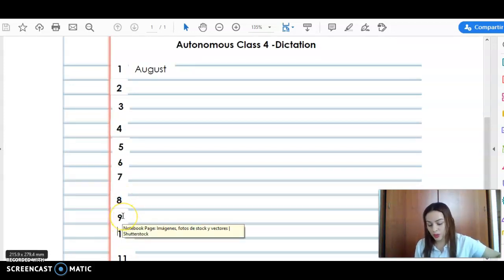Let's go with one that is very short. M, A, R, C, H. 4 sounds, 5 letters. March.